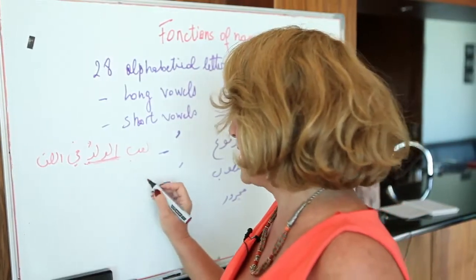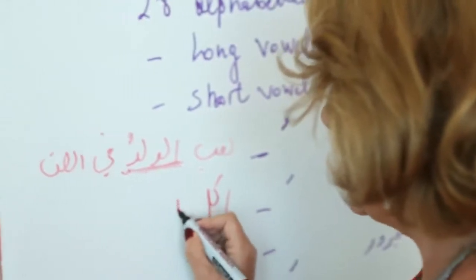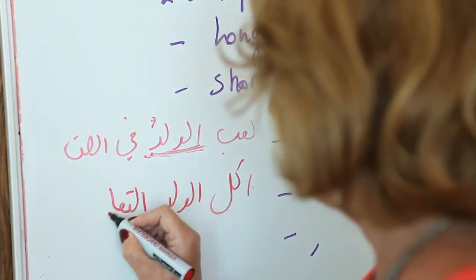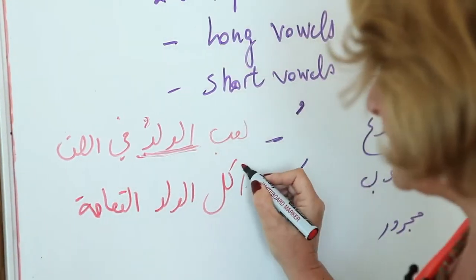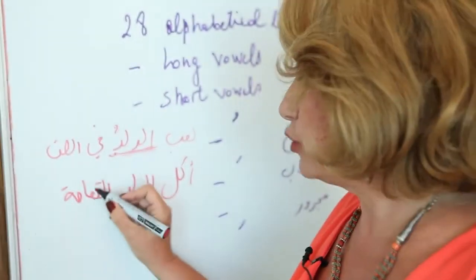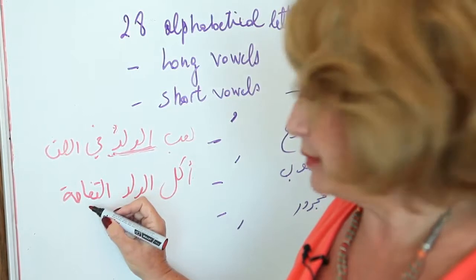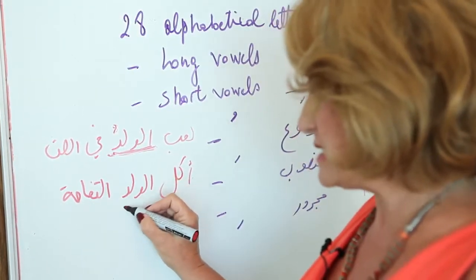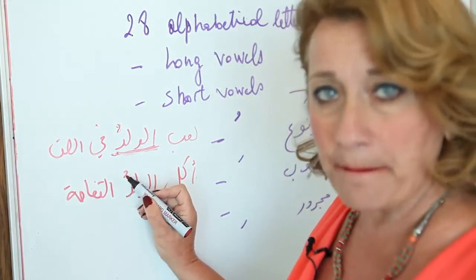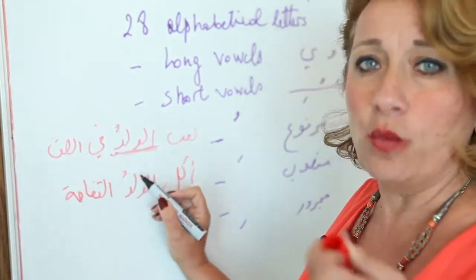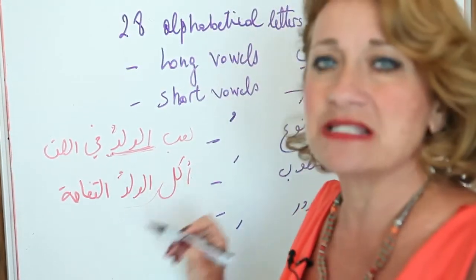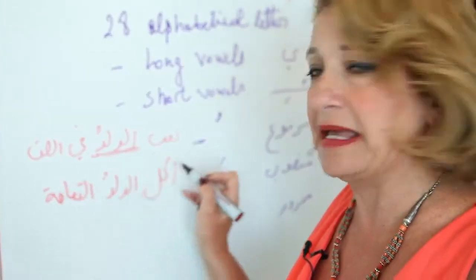Now if we say akala al-waladu at-tuffaha. So akala is the verb, to eat, al-waladu, the child, at-tuffaha is the apple. So here what is the subject? It is al-waladu, it is always marfu'. We put damma when it is marfu', when it is subject. It's always the mark that helps us to understand the meaning of the sentence, who ate the apple.